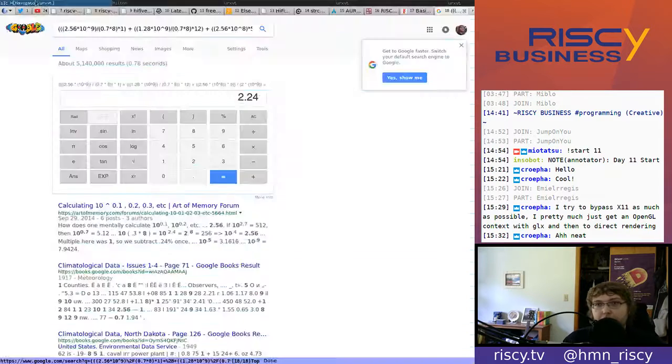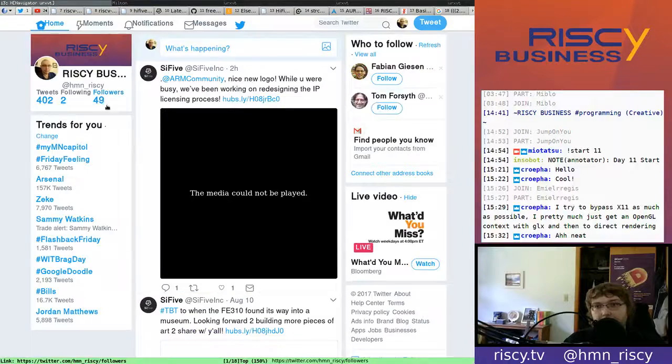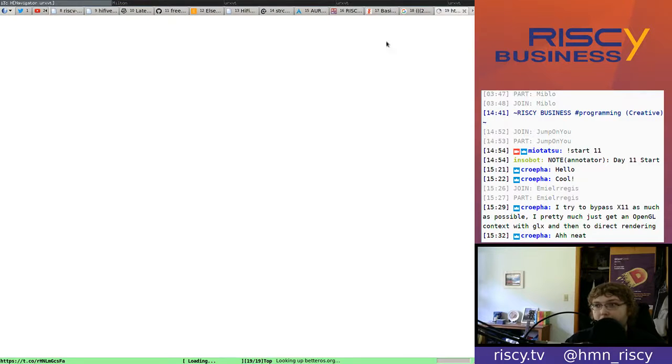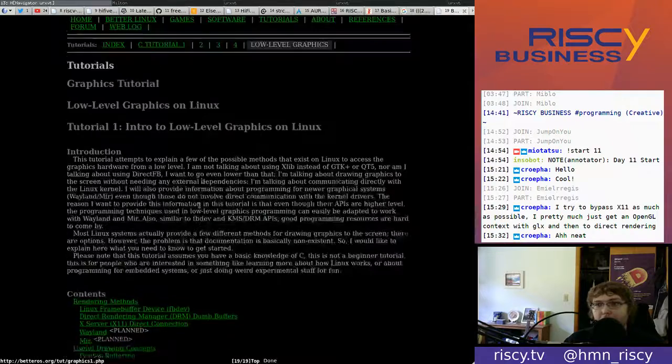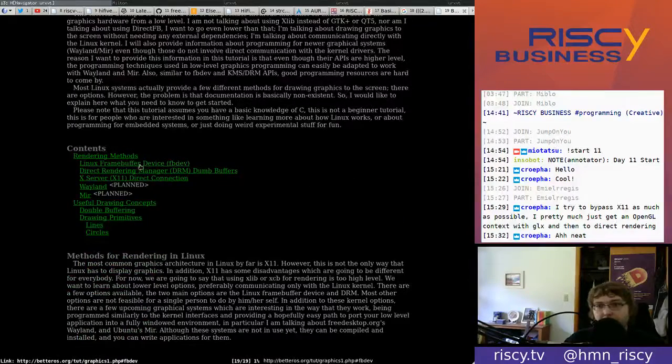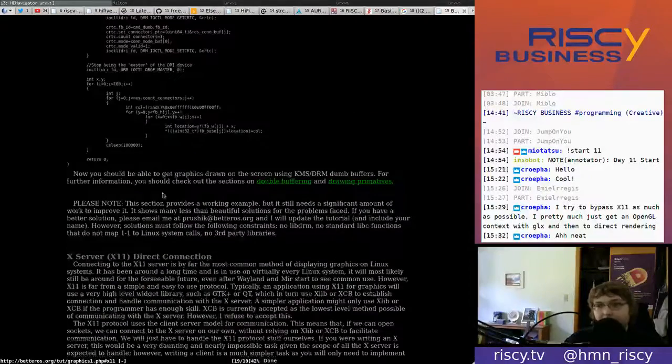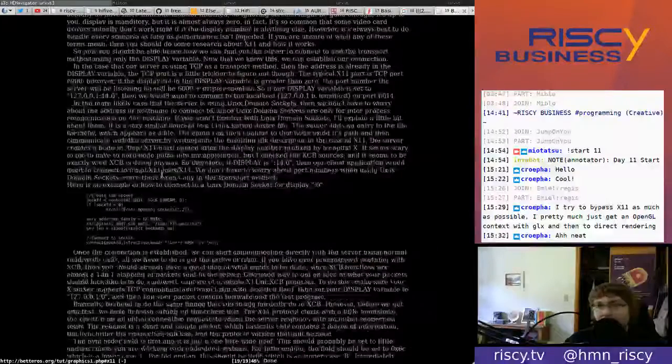I posted on Twitter, I don't know if you saw this, right here. I stumbled onto a real gem today, low-level graphics on Linux. So I found this thing that talks about how you do this. It goes over the Linux frame buffer device, direct rendering manager, and the X11 direct connection, which is what I'm doing. And one cool thing about this is it's very similar to just using XCB.